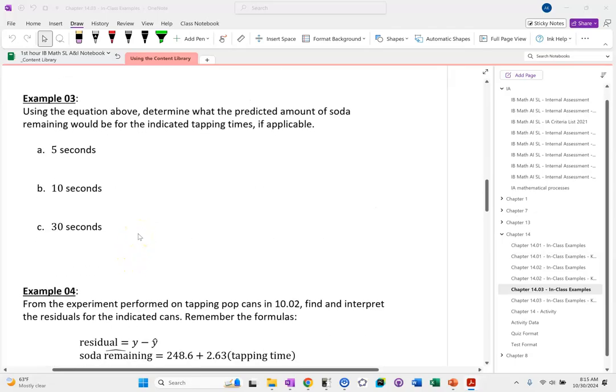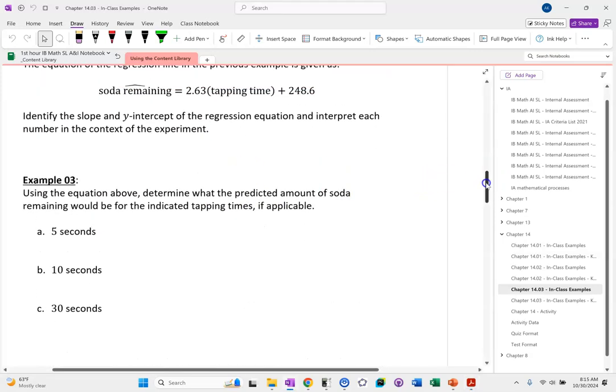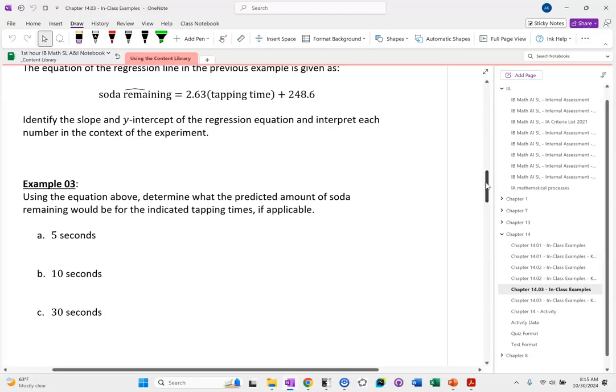Okay. Using the equation above, determine what the predicted amount of soda remaining would be for the indicated tapping times, if applicable. How are we going to do this? Just plugging them in, right? Somebody grab a calculator and shout me out some answers.